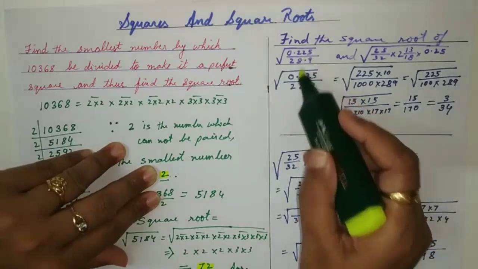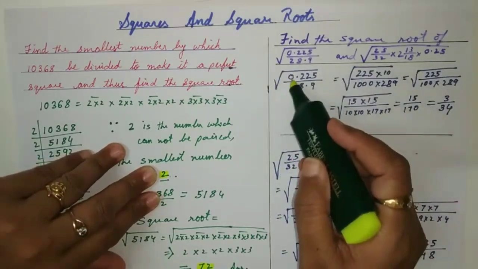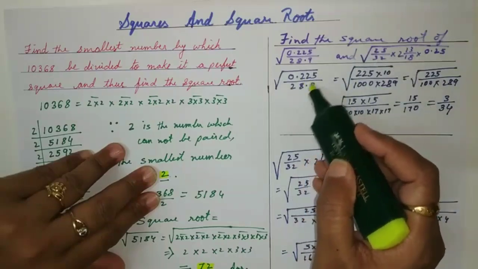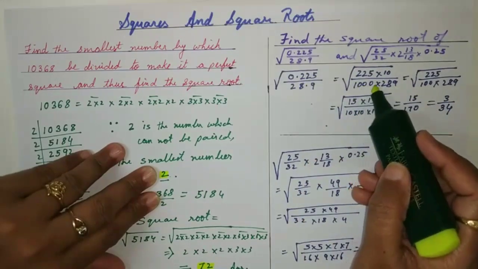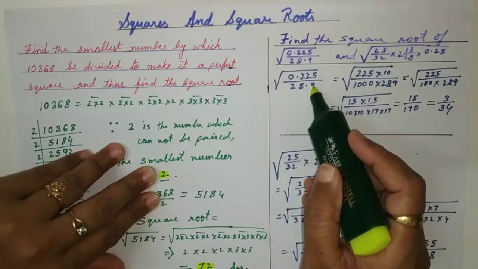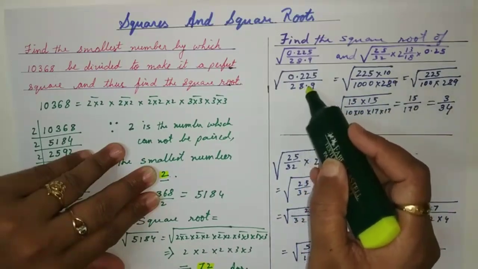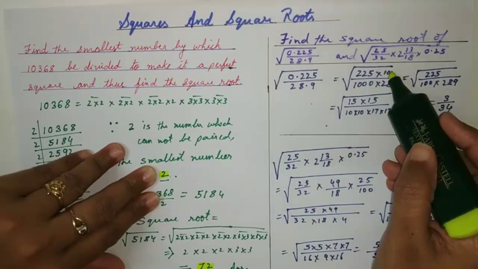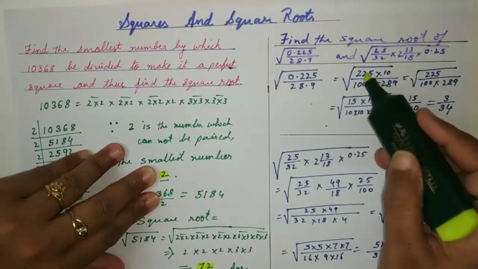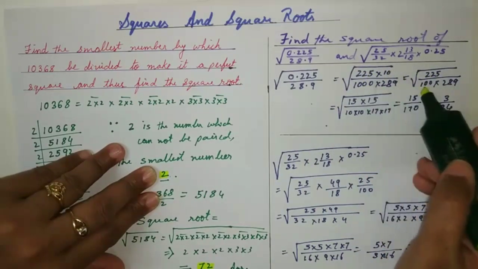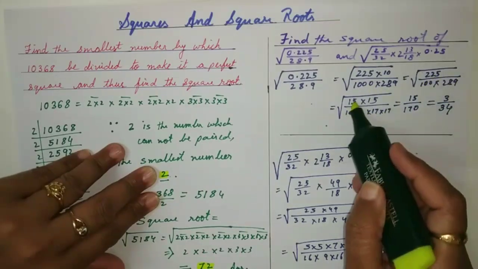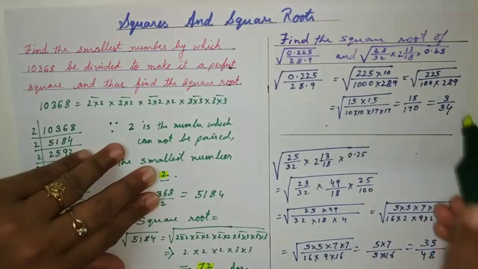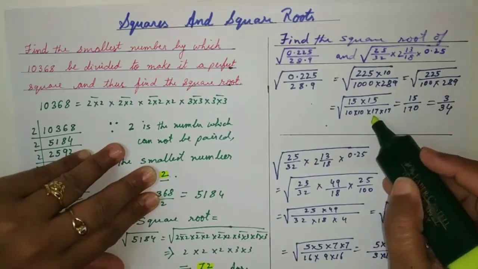So the first number to try with, under root, square root 0.225 by 28.9. Now 3 digits are there after the decimal, so 1000. 1 decimal place, so 100, because 289 by 10 goes to the numerator. So you get 225, 0 and 0 cancel, you get 100 and 289. 225 is the square of 15, so 15 into 15, and 289 is the square of 17, 17 into 17.